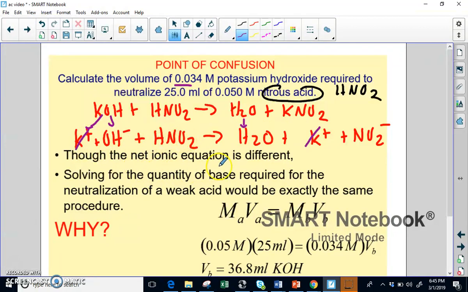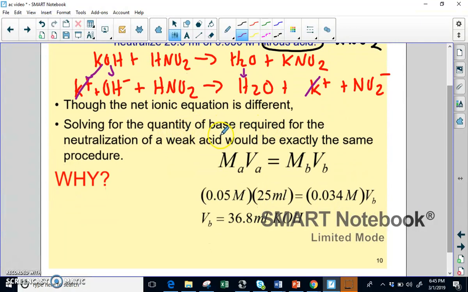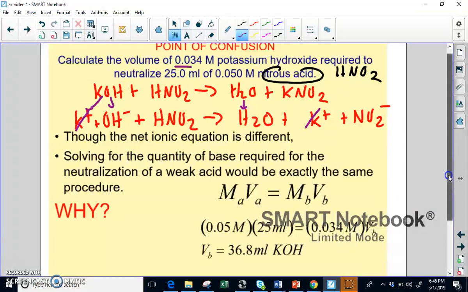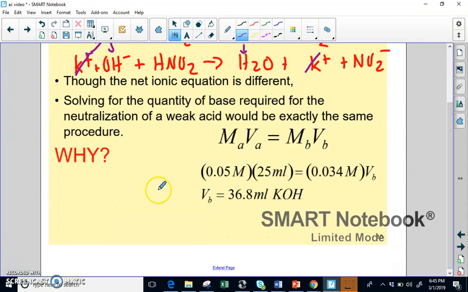So again, the net ionic is different. However, the process of solving for the quantity of base required to neutralize it is the same. And again, the numbers here are the same. If you go back to the numbers, you actually get the same answer, which we got here. And I can show you, I typed out the insertion of the work this time.